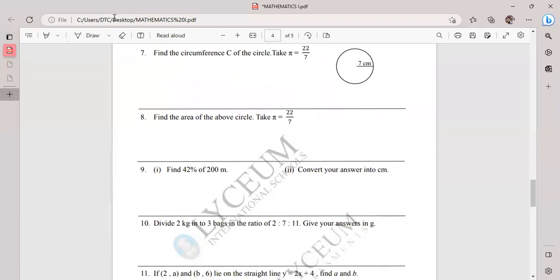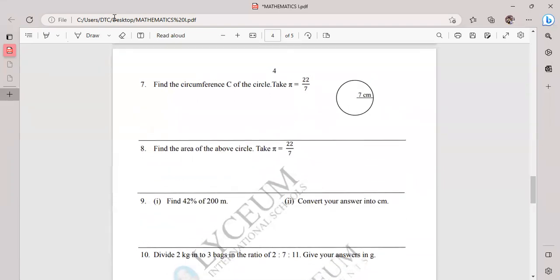It is from the circumference, right? Circumference, that is chapter 10 in your textbook. So how to find the circumference of a circle, children? We do have two formulas. C equal 2 pi r. The other formula is C equal pi d.